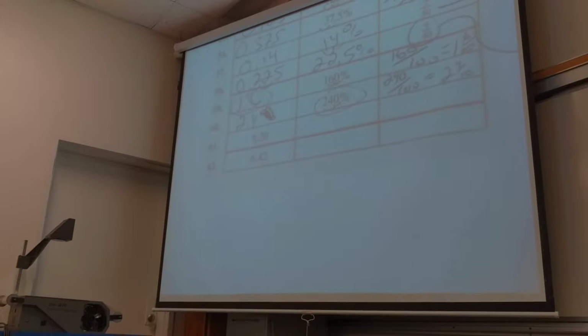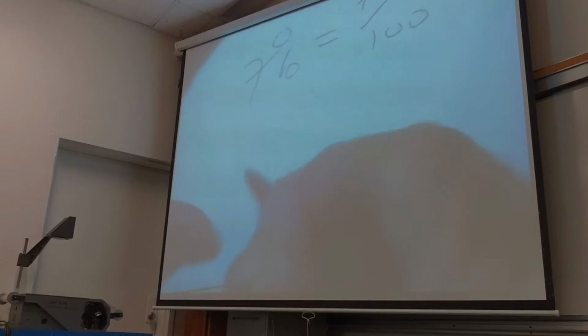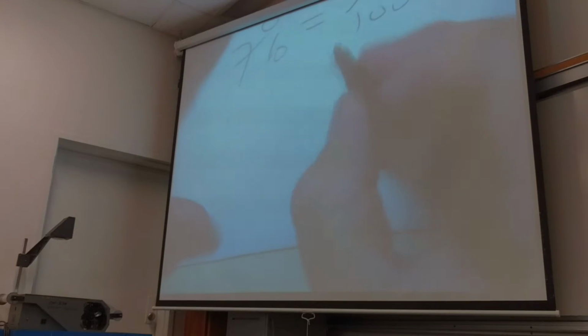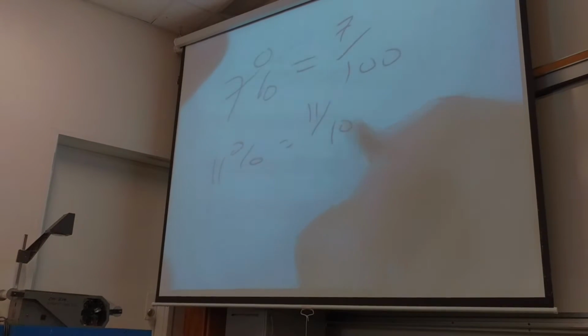What does percent mean? What does percent mean? Over 100. So that's what I meant. 7% is 7 over what? 100. Even though there's just one number there. Is that all right? I was making sure. 11% is 11 over 100.